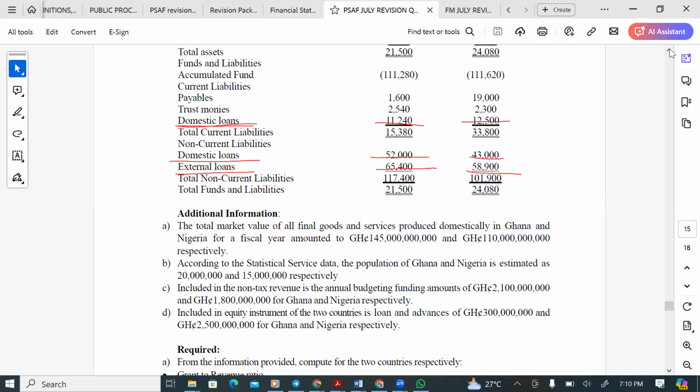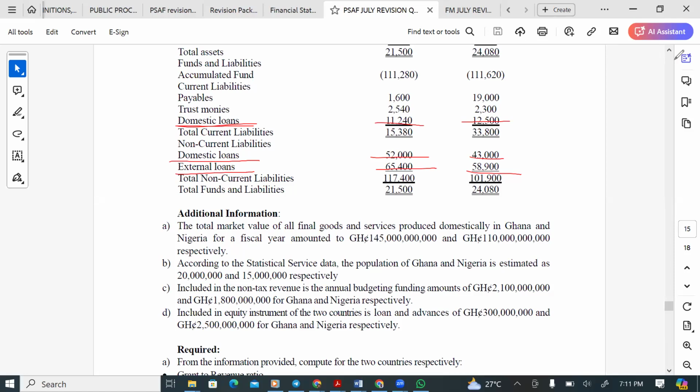Okay, so let's calculate the debt for them and see how we can go about that. So the debt for Ghana, what is the total debt for Ghana? 11,240 plus 52,000 plus 65,400, that is 128,640. Okay, you have to know that they are keeping 6 zeros at the top. These figures are in million, isn't it?